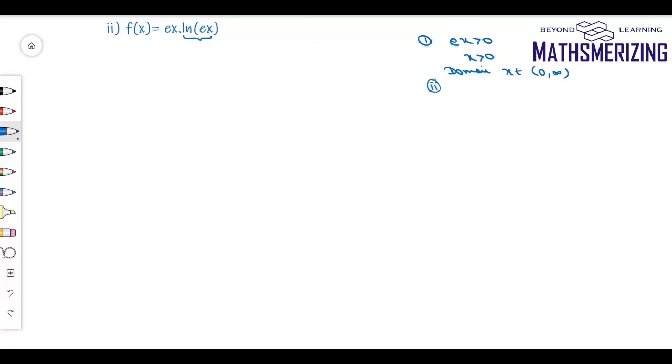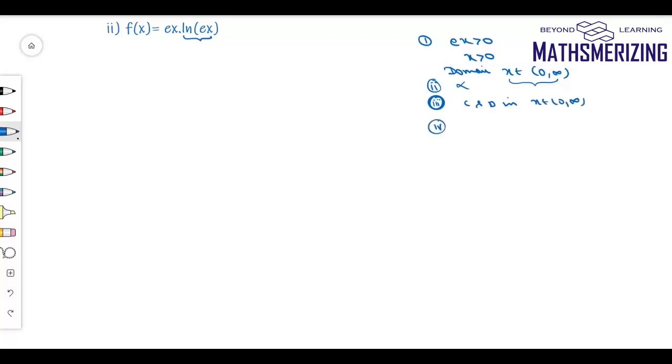Now I cannot put minus x in that, so there is no symmetry in this given curve. In the interval 0 to infinity, both the functions x and ln x are continuous and differentiable. So this function is continuous and differentiable in x belongs to (0, infinity).